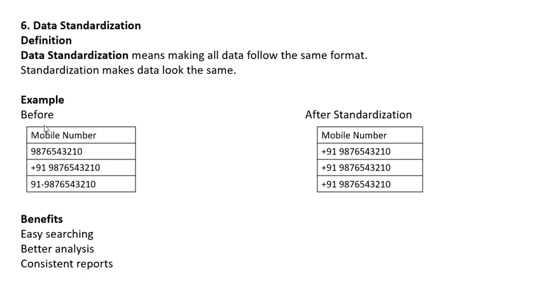In the example from before, the mobile numbers were first given as only the mobile number, and the second time with plus 91, which is the country code, before the mobile number, and the third time with the country number and then the mobile number. After standardization, any one format has to be followed for all the records, and the benefits are easy searching, better analysis and consistent reports.